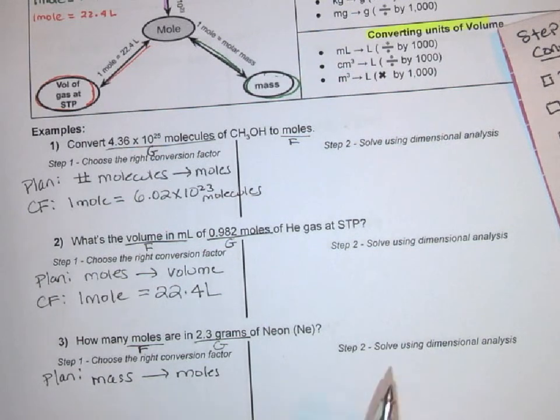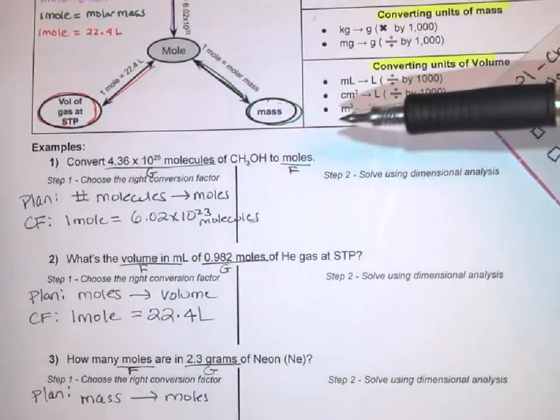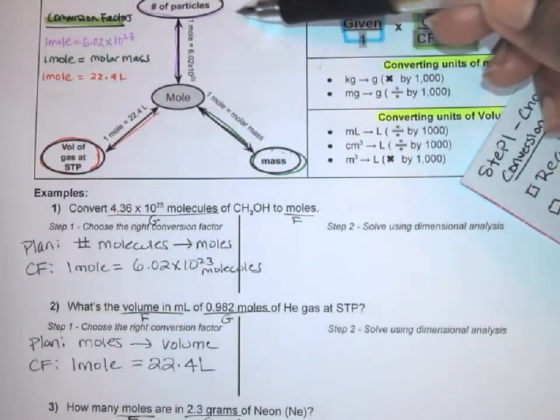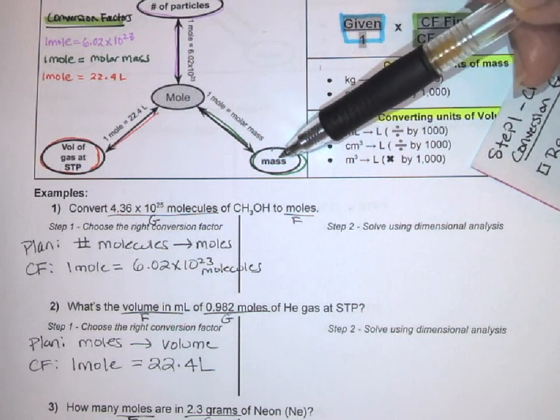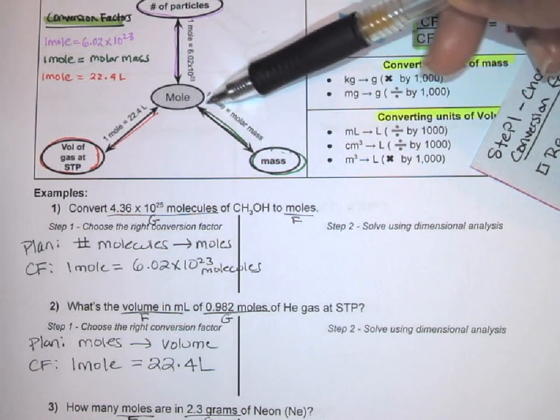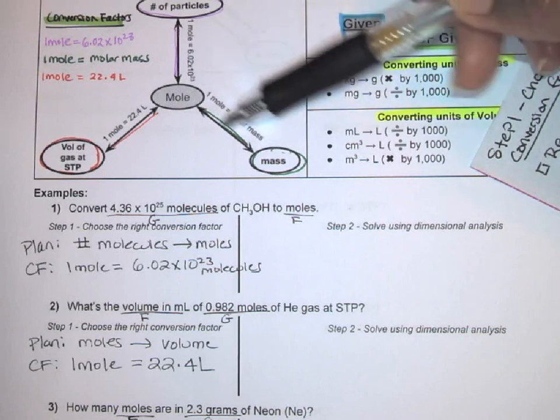All right, now I need to choose the conversion factor. So once again, if I'm using my mole map, I would figure out where I'm starting. I'm starting with mass, so let's find mass on the mole map. Here it is. And I'm trying to get to moles. So to get from mass to moles, this is the arrow that connects them, so I have to pass through 1 mole is equal to the molar mass. This is my conversion factor.